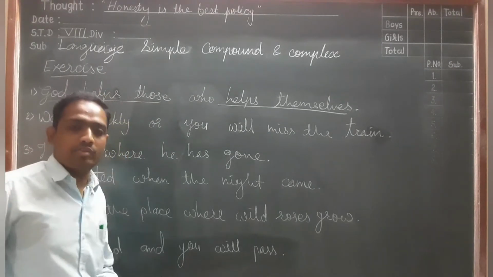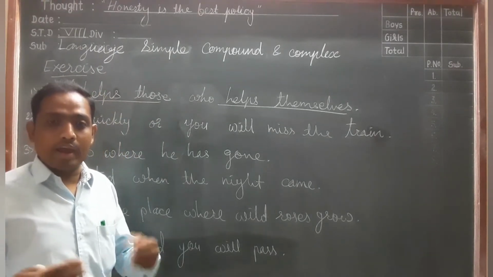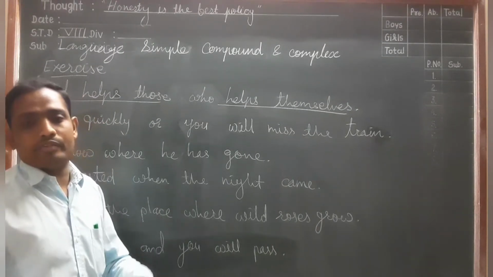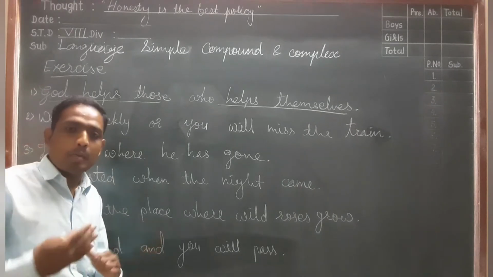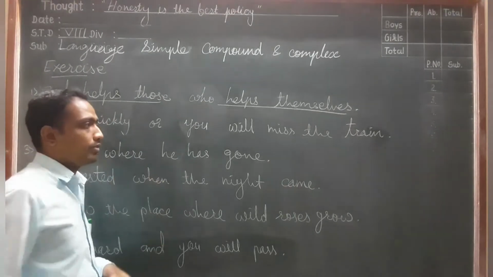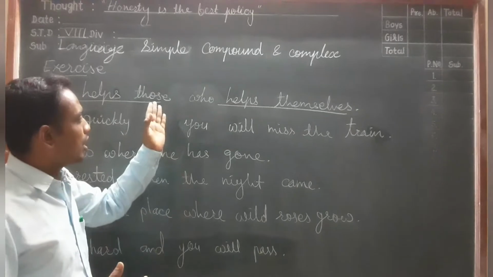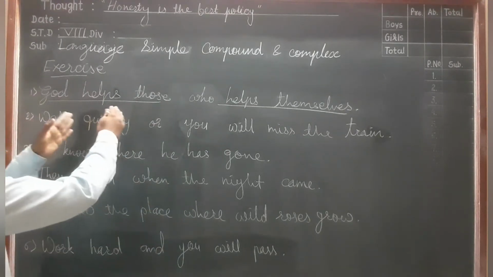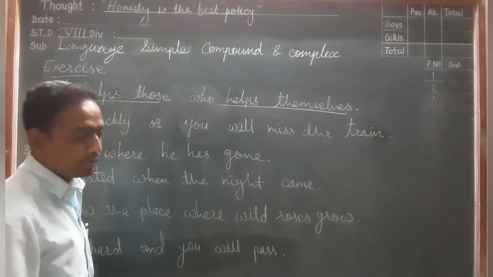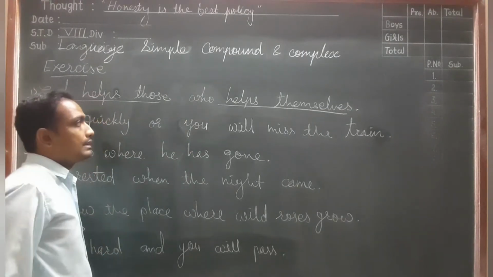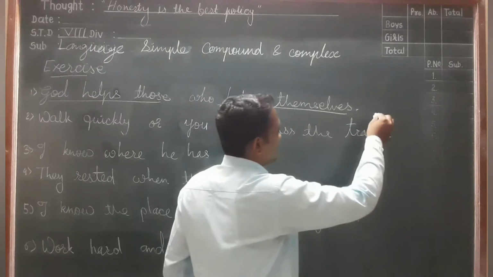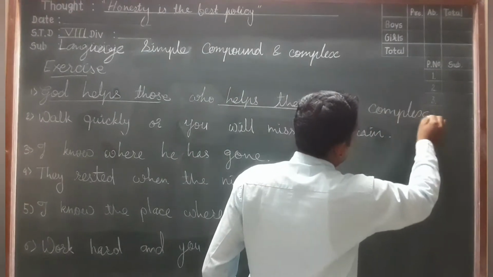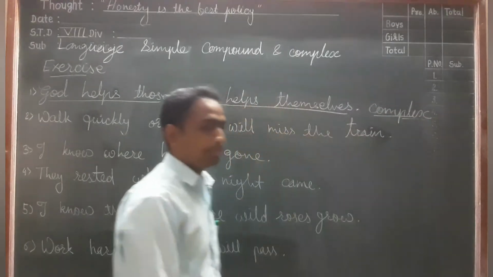And in our discussion, we have seen that whenever in a sentence one is a principal clause and the second is a subordinate clause, the sentence is known as a complex sentence. So, God helps those who help themselves is an example of a complex sentence. So, here we will write that it is a complex sentence.